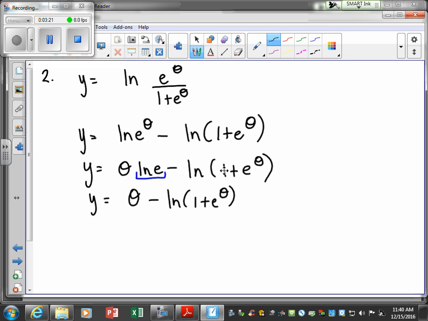Okay, now let's take the derivative d theta on each side. So we're just going to have y prime is equal to, what's the derivative of theta? Theta is like an x, a variable. Just 1. Alright, then we have the derivative of this natural log. So remember, it's 1 over what's in our parenthesis, times d theta of the inside function as well.